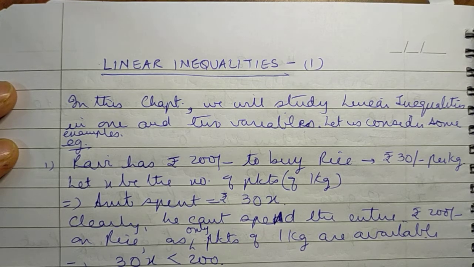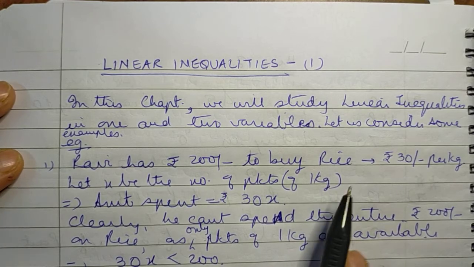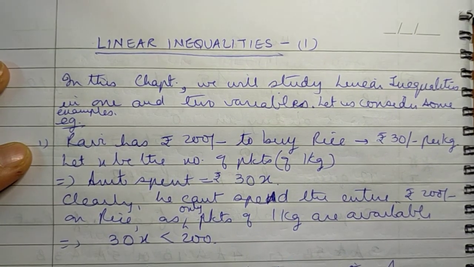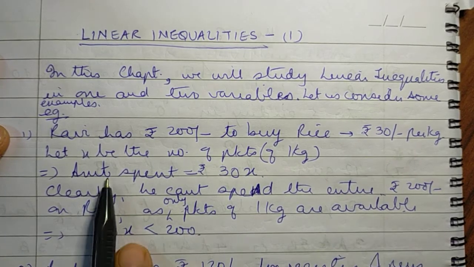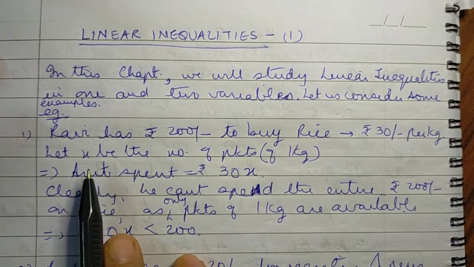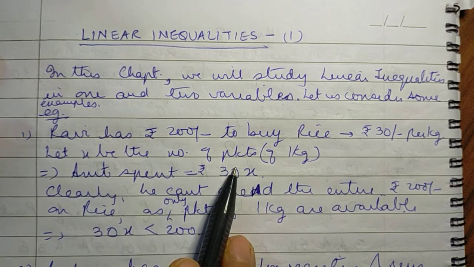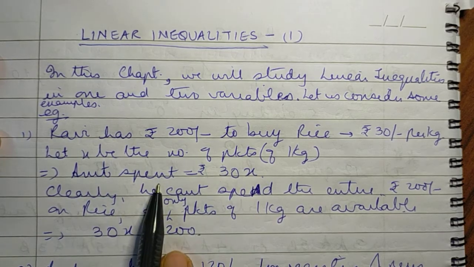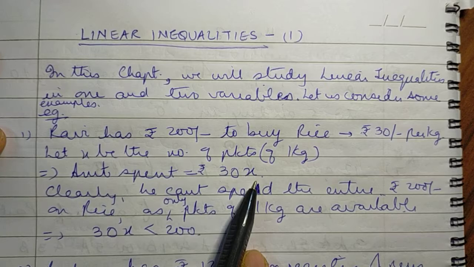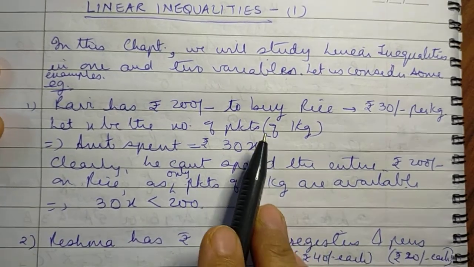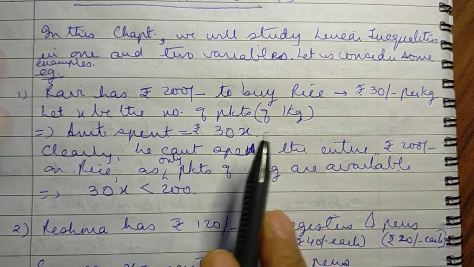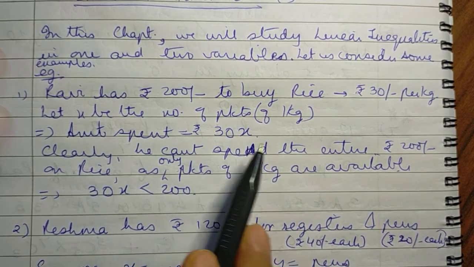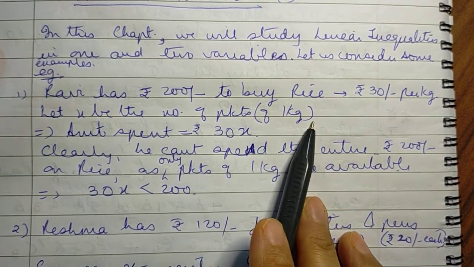Suppose Ravi has rupees 200 to buy rice, which is available only in packets of 1 kg and is priced at 30 rupees per kg. Suppose he buys x number of packets. So the total amount he spends is rupees 30x. Now clearly, since 30 is not divisible by 200, he can't spend the entire amount on buying rice.